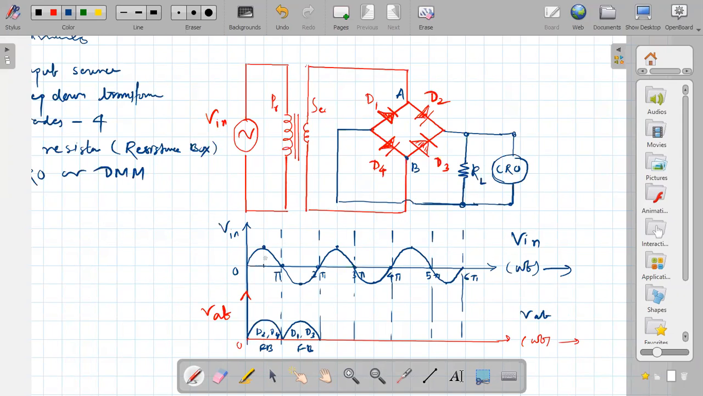Again, for the next cycle, you will get the positive half due to D2 and D4. Similarly, here you will get it due to D1 and D3. Again you will get it due to D2 and D4. Again due to D1 and D3. And this is about the waveforms at the input and output of this system. Understood, dear student, up to this level?